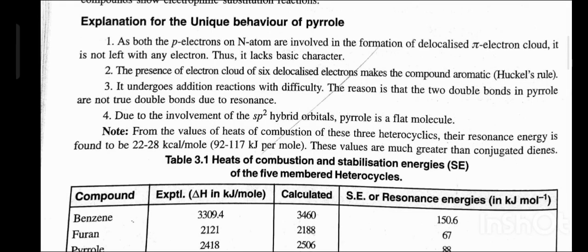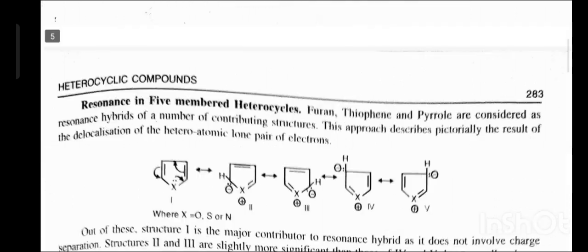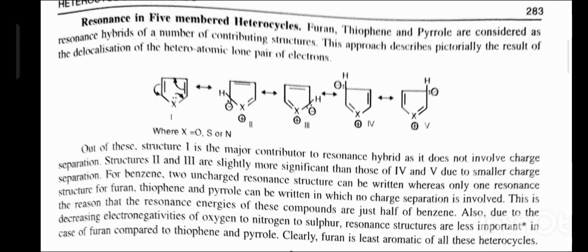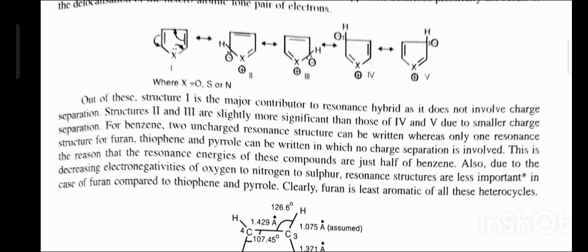From the value of heat of combustion of these three heterocyclics, the resonance energy is found to be 22 to 28 kilocalories per mole. These values are much greater than those of conjugated dienes. Resonance in five-membered heterocyclics: furan, thiophene and pyrrole are considered as resonance hybrids of a number of contributing structures. This approach describes a pictorial result of the delocalization of the heteroatom's lone pair of electrons. Out of these structures, the first is the major contributor to the resonance hybrid as it does not involve charge separation. Structures second and third are slightly more significant than fourth and fifth due to smaller charge separation.